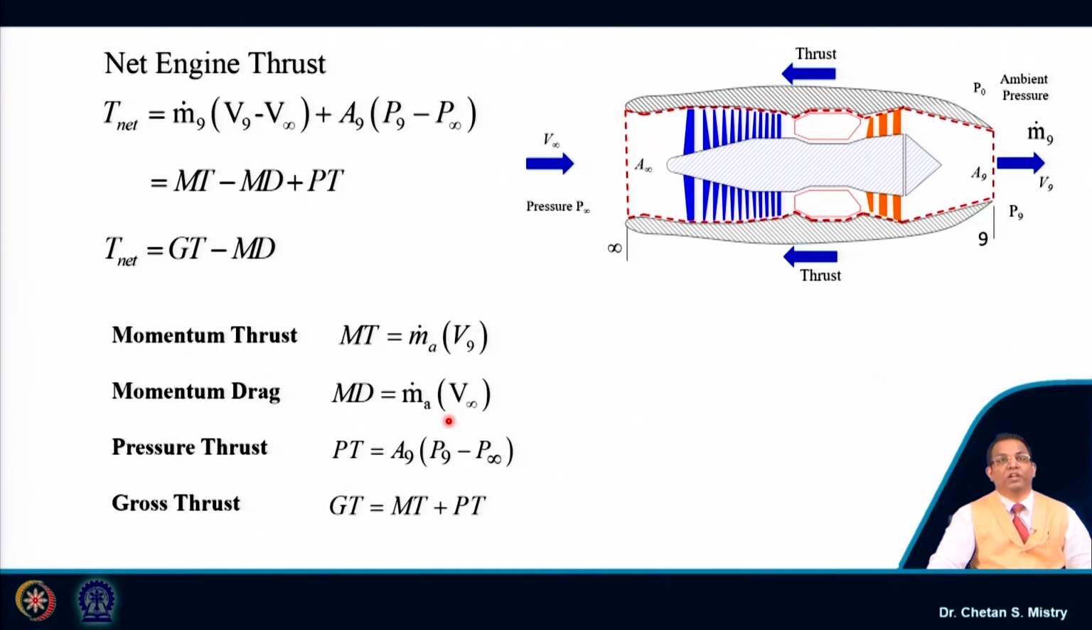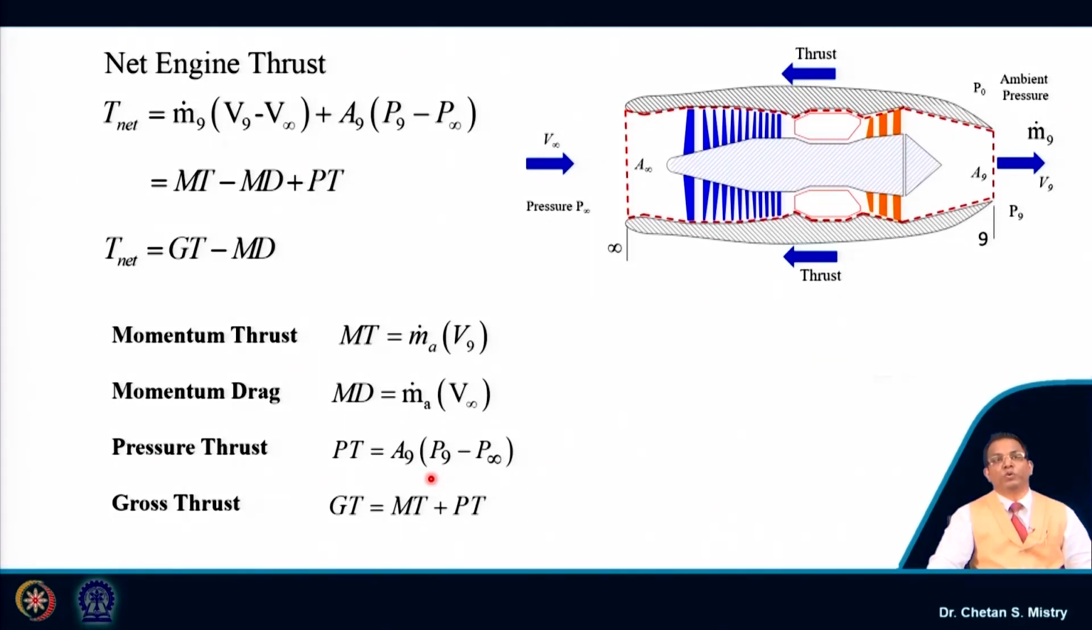If we look here, we see this thrust equation, which we have divided into 3 different terms. First is called the momentum thrust. This momentum thrust we represent in terms of m dot into V9. In the same way, the next term is m dot into V infinity, which we call the momentum drag or ram drag. Then we have the term area into pressure difference, that is, exit area into P9 minus P infinity, which we have defined as the pressure thrust.